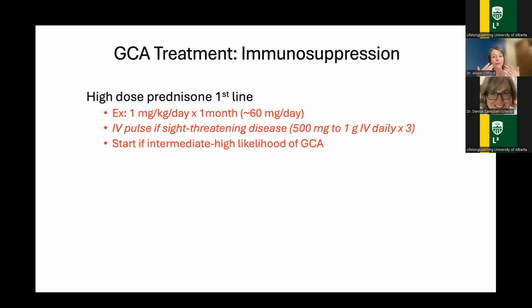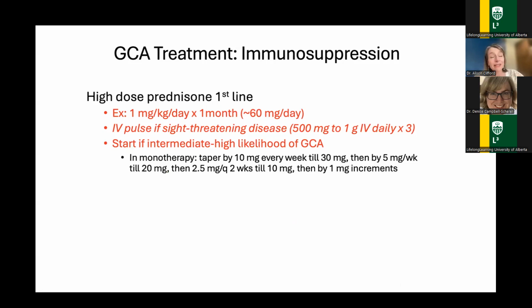If there's any worry about sight-threatening disease, so vision loss, amaurosis, it's reasonable to consider admitting that patient to hospital for IV steroids, really to try and stop the disease in its course and save the other eye. And generally, if somebody's at intermediate or high likelihood of GCA, we suggest starting it right away and then pursuing those other tests.